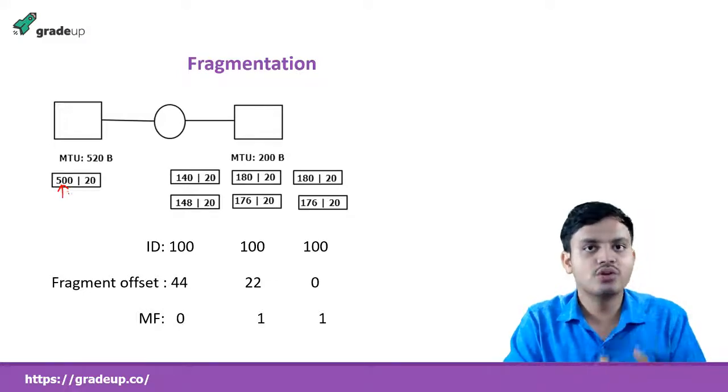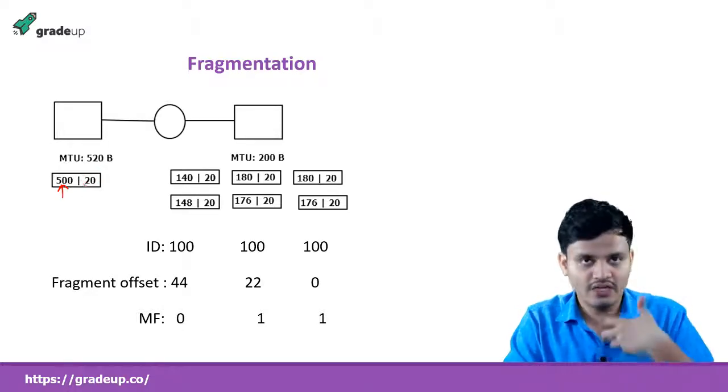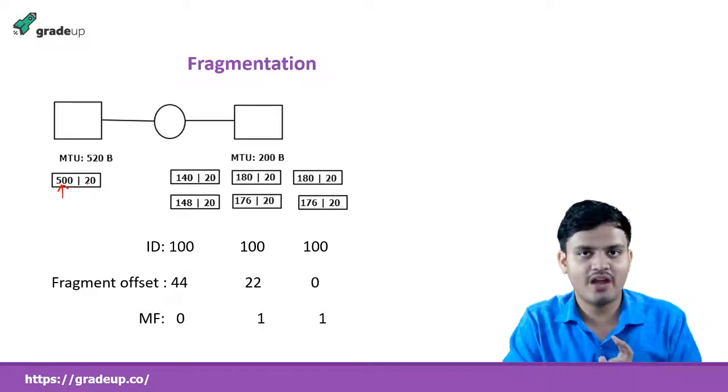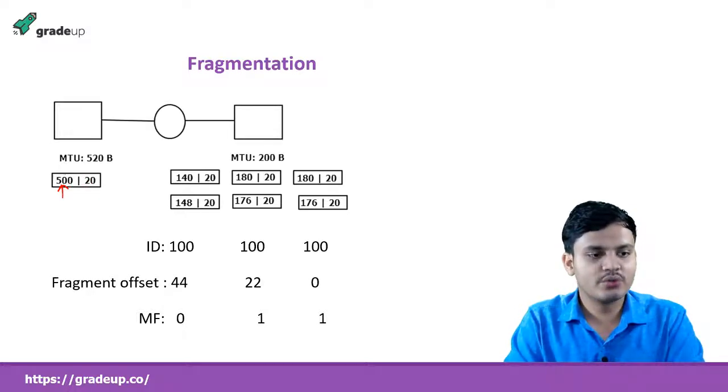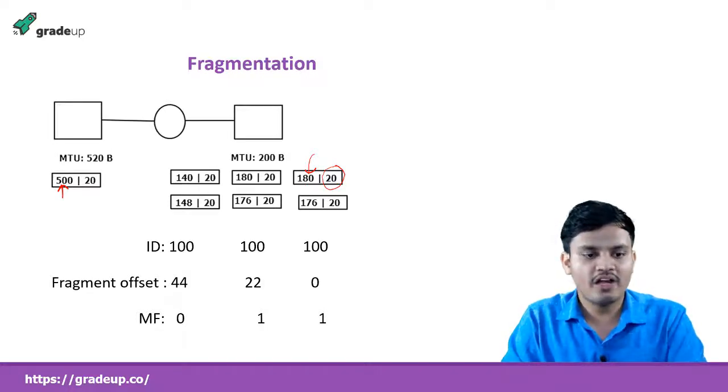We actually need to send 500 byte, and 20 byte is for the header. The header is not our main purpose. Our main purpose is to send the data. The header is included so that it will reach the destination properly. So the main purpose is to send the 500 byte of data. Here MTU is 200 byte, among which 20 byte will be for the header, and the maximum I can send is 180 byte.